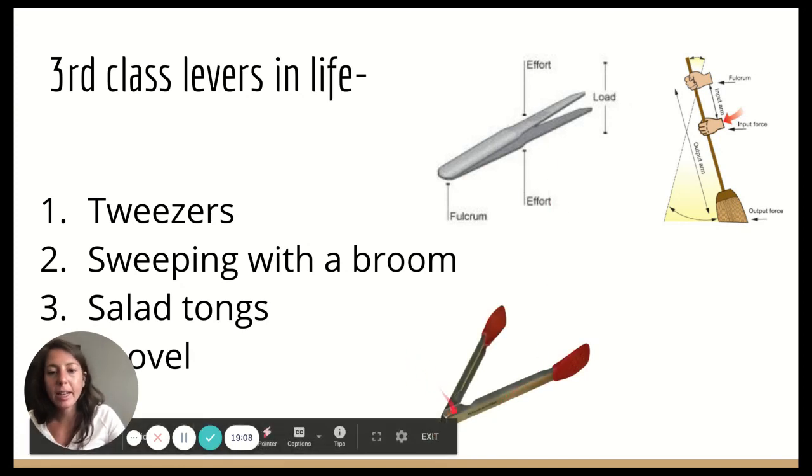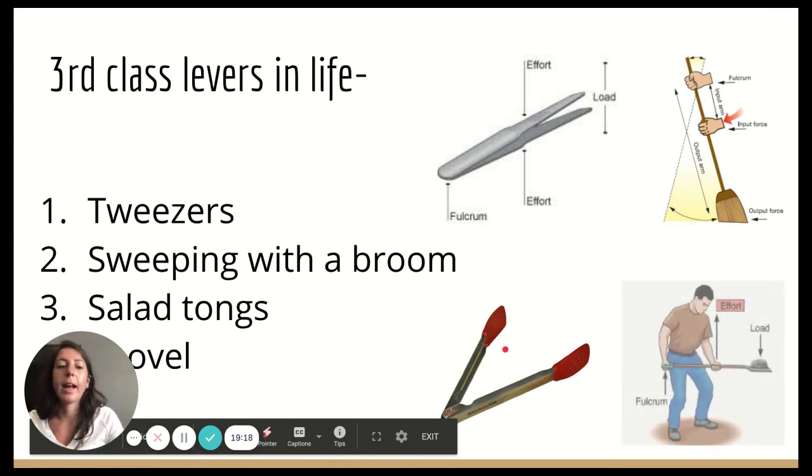Here again, kind of set up like tweezers, we have salad tongs. Your effort goes right in the middle, the fulcrum's over here, and the resistance is whatever you're picking up. So effort is in the middle, third class lever.